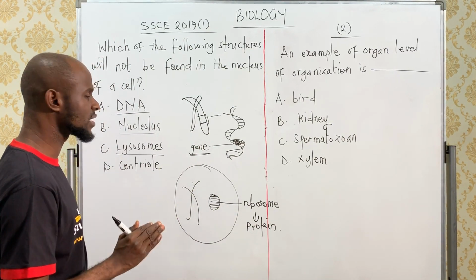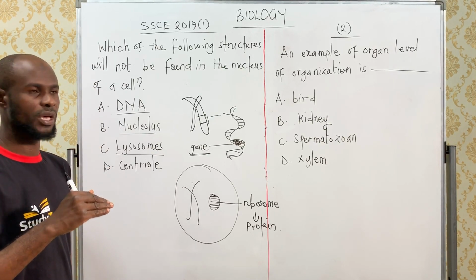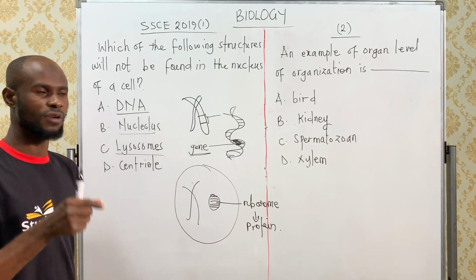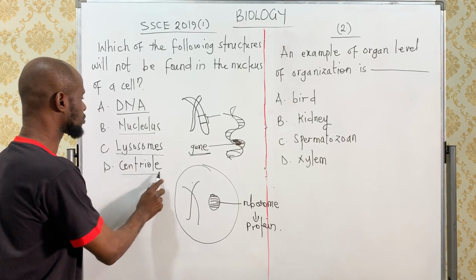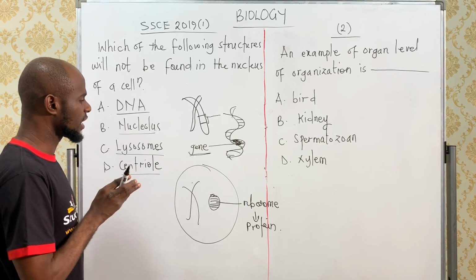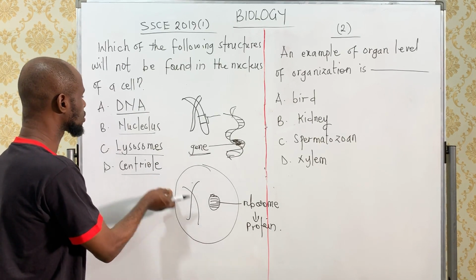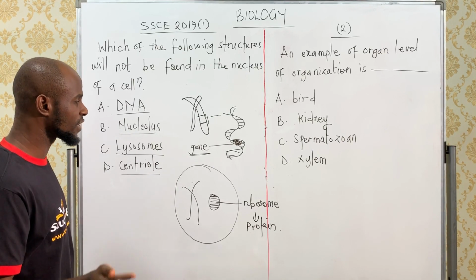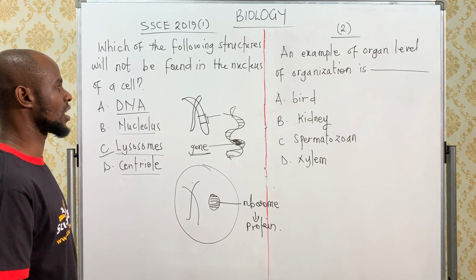So let's look at the lysosome. Lysosome is a suicide bag that is found outside the nucleus. It helps to destroy the worn-out organelles and also protect the cell from invading microorganisms. Then we have the centriole. The centriole is very close to the nucleus. So the answer here is the lysosome. Lysosome is very far away from the nucleus.